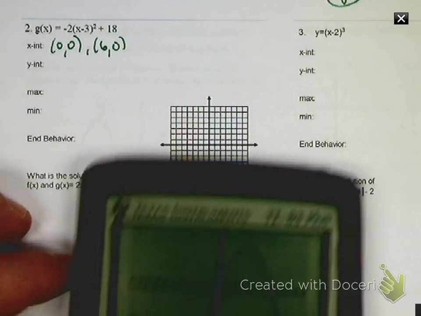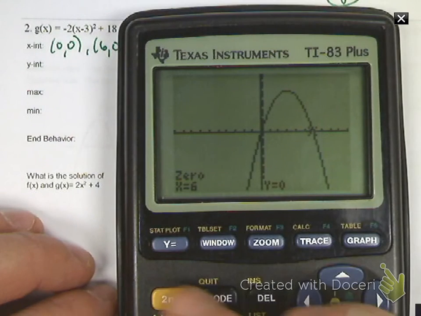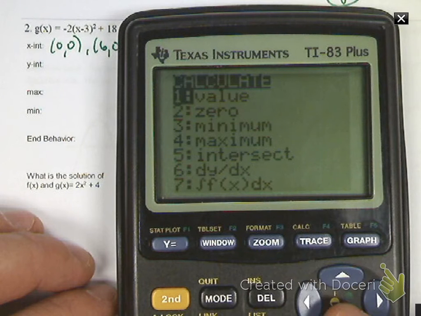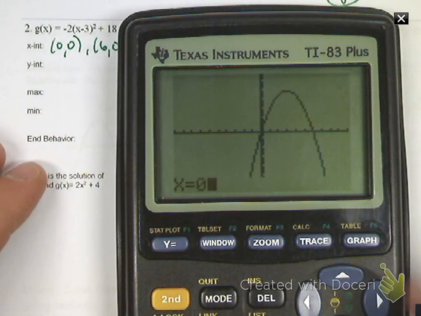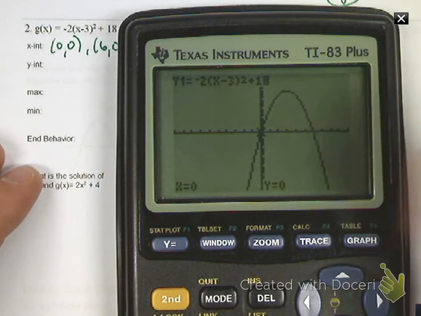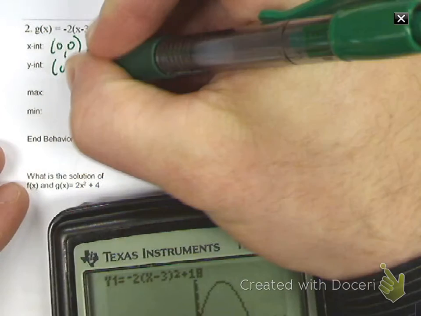Okay. Now I'm going to look for the y-intercept. So I press second calc value. I type in x equals 0, and I get y equals 0. So the y-intercept is 0, 0.